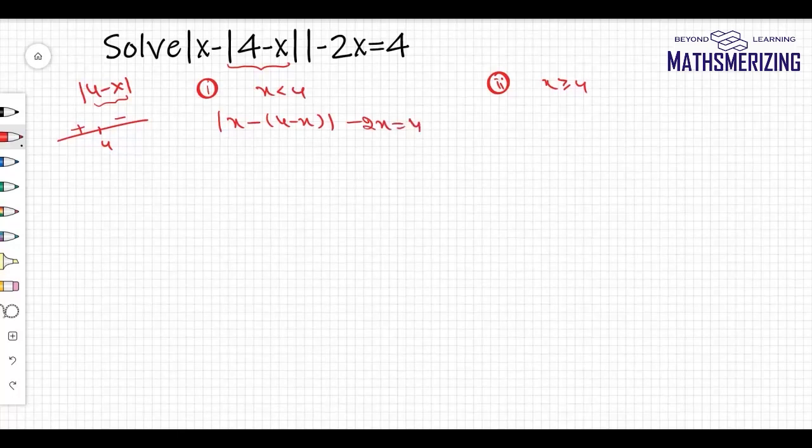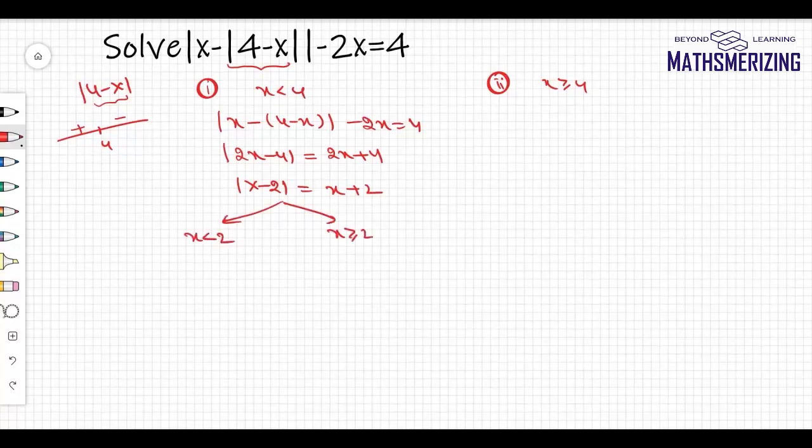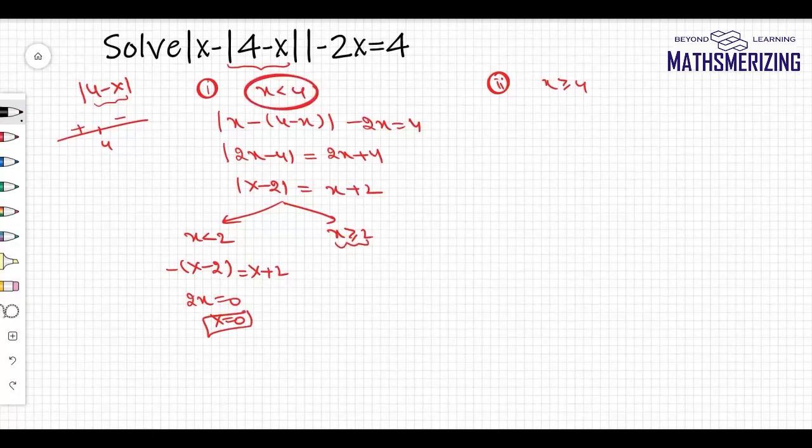So I'll write it as mod of 2x minus 4 is equal to 2x plus 4, or mod of x minus 2 is equal to x plus 2. Again, I'll take two cases: when x is less than 2, and when x is greater than or equal to 2. When x is less than 2, I'll get minus x minus 2 equals x plus 2, so 2x equals 0, and x is equal to 0. Now when x is greater than or equal to 2 but less than 4, I'll write x minus 2 equals x plus 2. Here I won't get any solution.